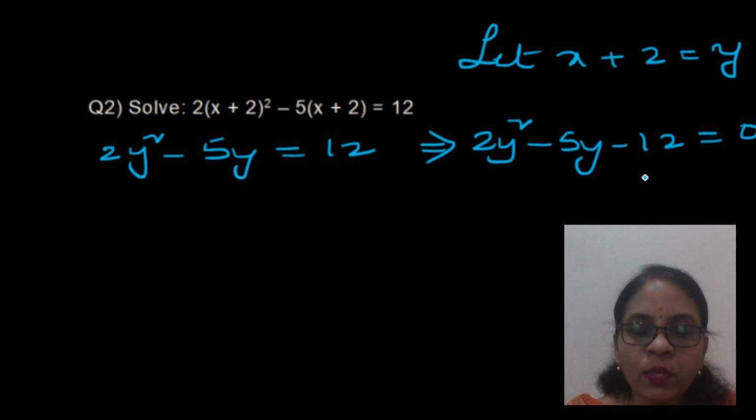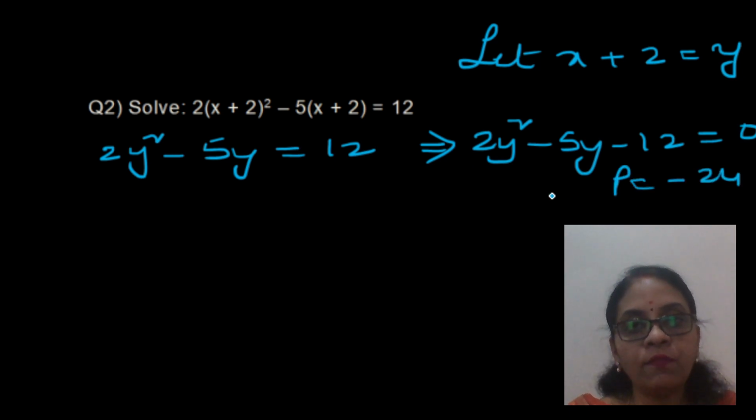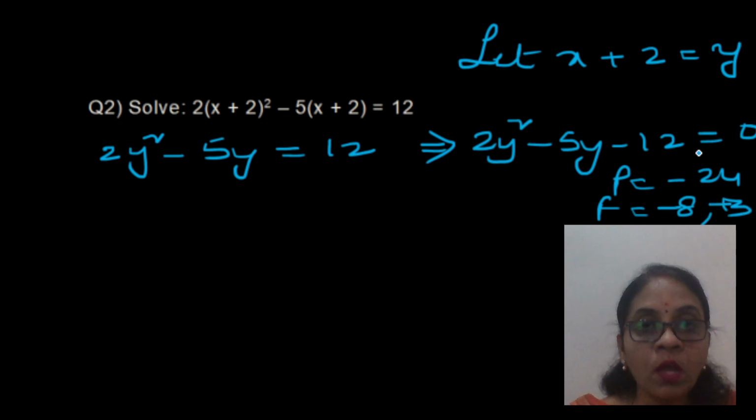Now is this equation not looking very simple? Now what is the product? Product is minus 24. What are the factors of 24 which give the middle term, whose difference is 5? What are the factors? 8 and 3. Which will get which sign? 8 will get a negative sign and 3 will get a positive sign. Why so? Because the greater factor gets the sign of the middle term.